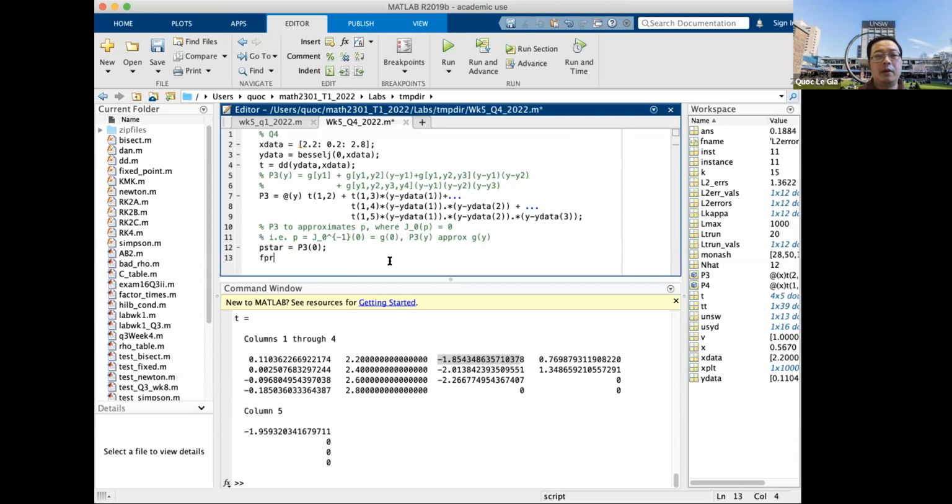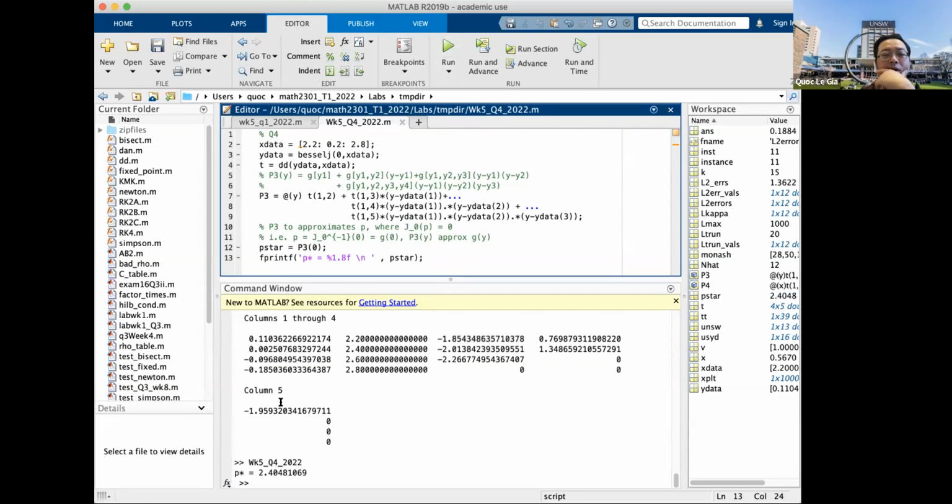So fprintf P star equals... Now if I print it out, you see P star is about 2.4 something. Now the next question is you use Bessel J to check J0 of P star.